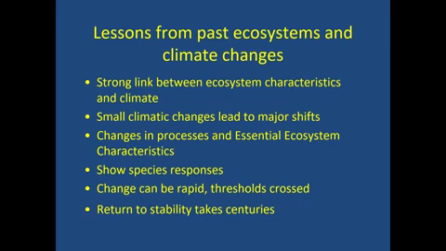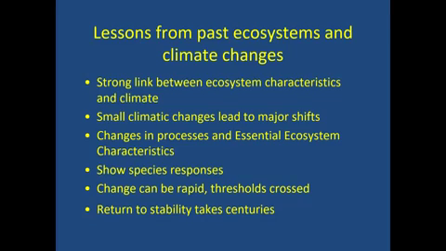We know that these climatic changes lead not only to changes in the ecosystem composition and distribution, but into the key processes that shape where the ecosystems are and how they look, and in their essential ecosystem characteristics. And I will be talking more about that later.